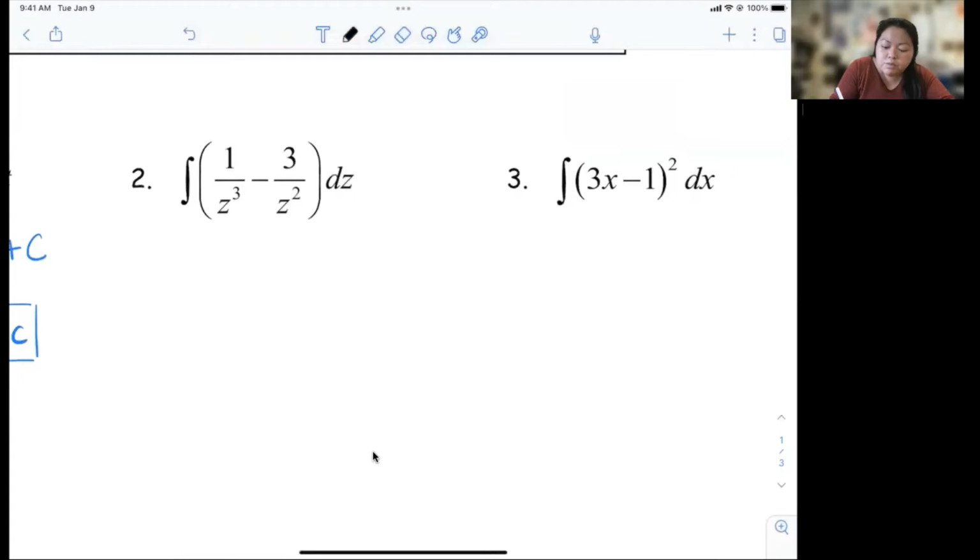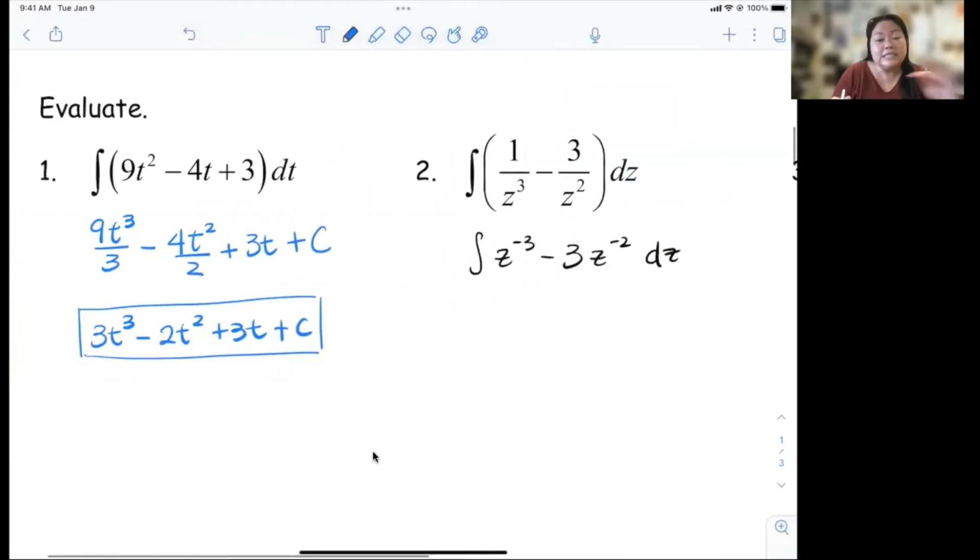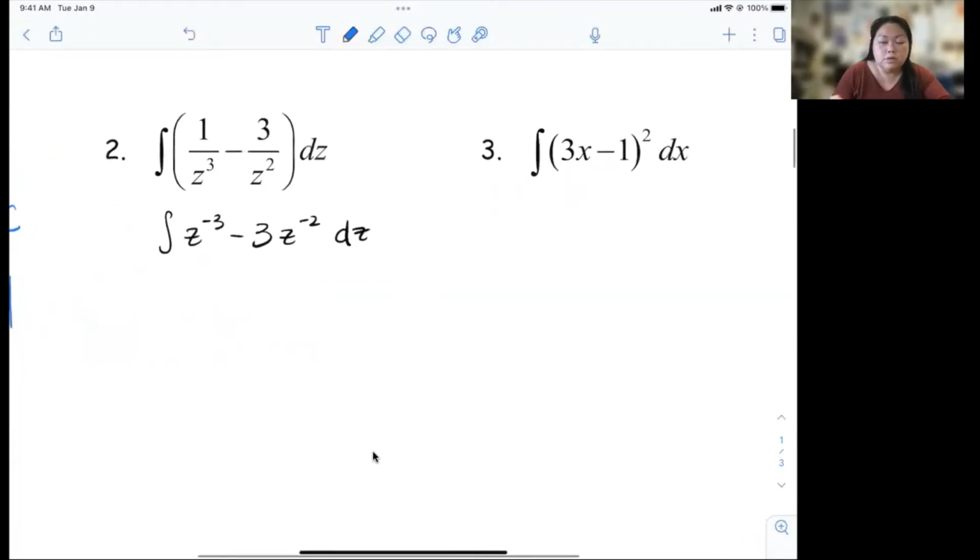So if I were to go ahead and rewrite, I'm not taking the antiderivative yet. If I were to rewrite, this is z to the negative 3 minus 3z to the negative 2 dz, right? Notice when I took the antiderivative in the first problem, that dt went away. So essentially, you can look at it as when you're taking the antiderivative, this and this will cancel each other out, okay? So same thing, I'm going to do the antiderivative, so these two things will kind of cancel each other out.